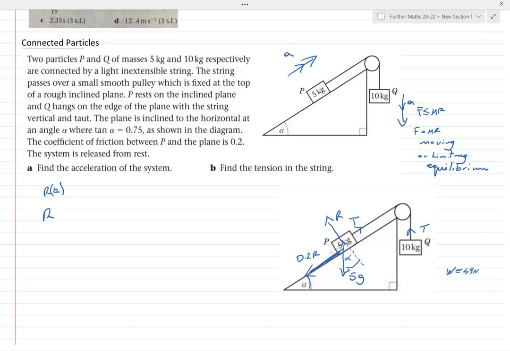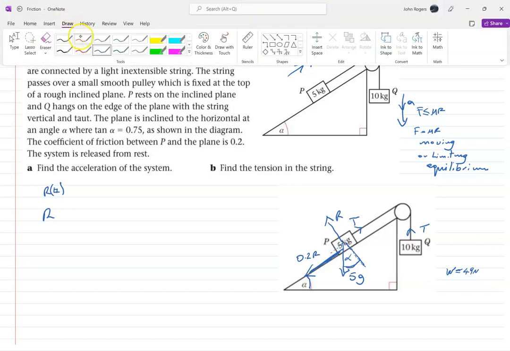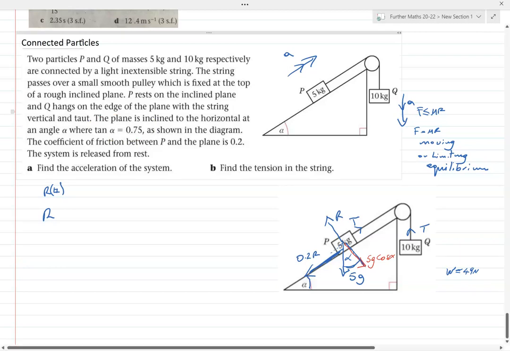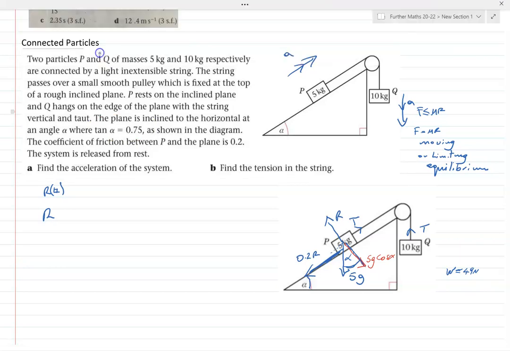And then we've got the component of the weight going downwards. And because it's next to the marked angle here, that component there is 5g cos alpha. We do know alpha, but I'm just leaving it for the time being, just to make it a little neater, rather than have horrible numbers around which are unrounded. So I'm just going to put alpha in my equation.